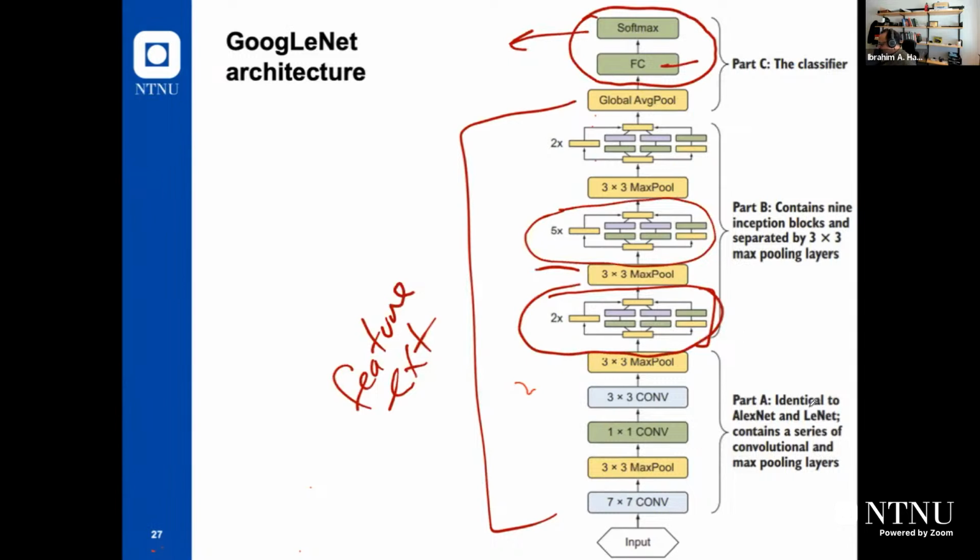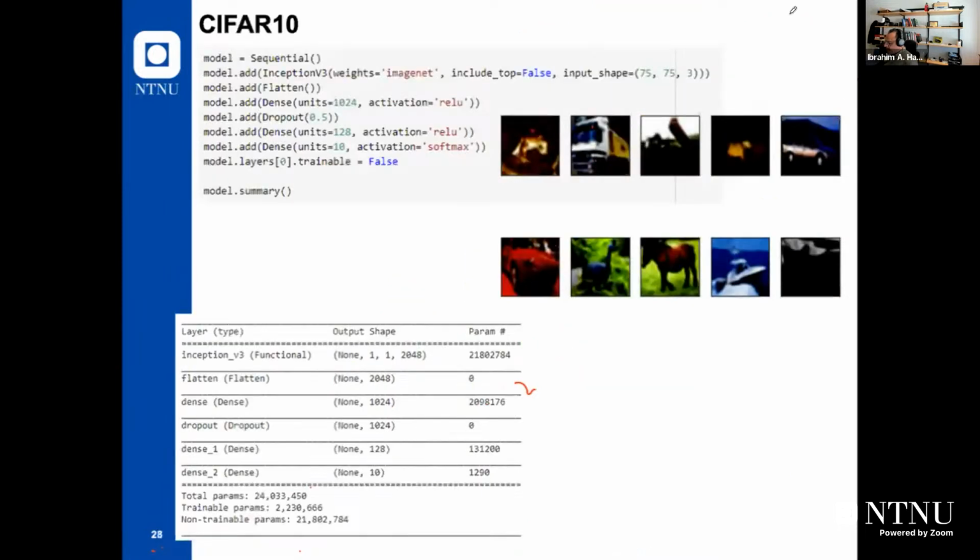That part is identical to AlexNet and LeNet, which contain a series of convolutional and max pooling layers. This is very traditional, but part B here is different because it contains the 9 inception blocks separated by 3 max pooling layers. So this is a different part. And of course, the classifier is a traditional part which we have.